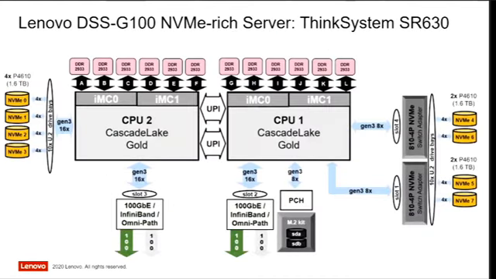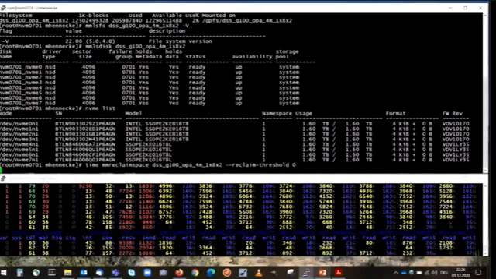Just for reference, the server we are using here on the Lenovo side, we call it the DSS-G100. This is an NVMe-rich 1U server. Standard 2-socket servers with 8 NVMe disks in there, all of them 1.6 terabyte. And that's where we will run our experiment that I'm showing. I did capture some screens just showing the command in action.